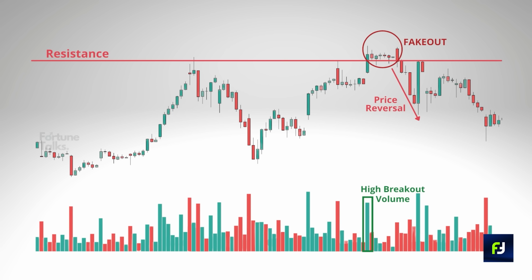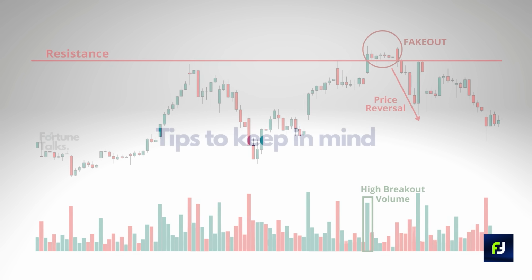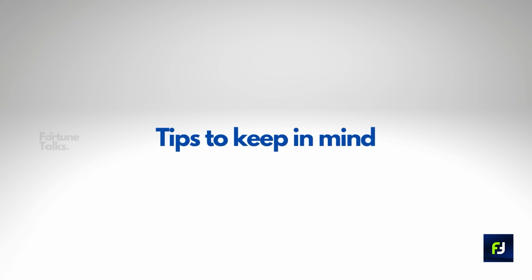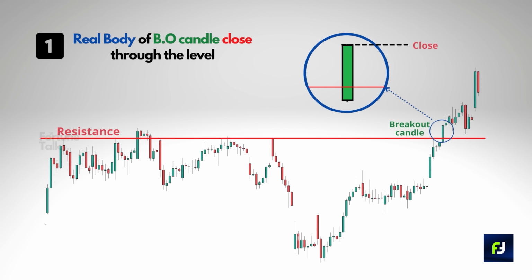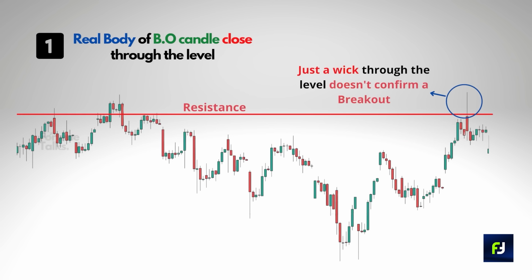But as I have mentioned earlier, it does not work every time, and there are occasions when this idea will fail. So let us consider a few more ideas to keep in mind so as to distinguish between a fake out or a breakout. The first thing is that we have to wait to see if the candlestick closes through the line of support or resistance, which means that the real body of the breakout candle should close above the resistance level, or the real body of the breakout candle should close below the support level, which in turn means that just a wick poking through the level is not enough to confirm a breakout. So it's a good rule to follow, but on its own, it's not particularly reliable.